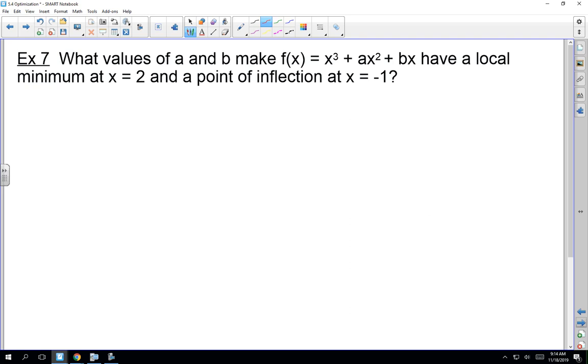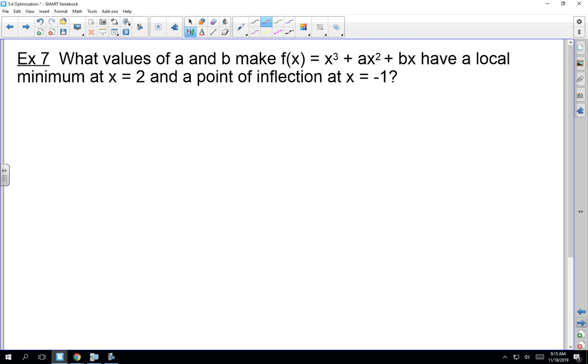What do you guys think we would do on something like this? You might want to jot this down. It says, what values of a and b make f of x equals x cubed plus ax squared plus bx have a local minimum at x equals 2 and a point of inflection at x equals -1? This is running through the definitions here. Kind of working a little bit backwards. We're going to find the values a and b for the original equation if x equals 2 was a minimum and x equals -1 was a point of inflection.